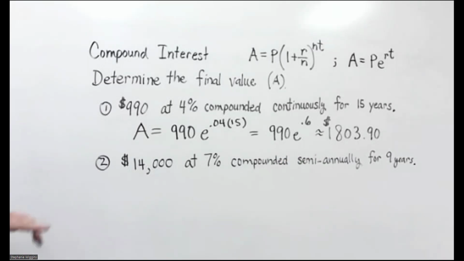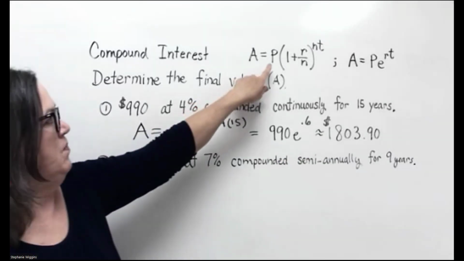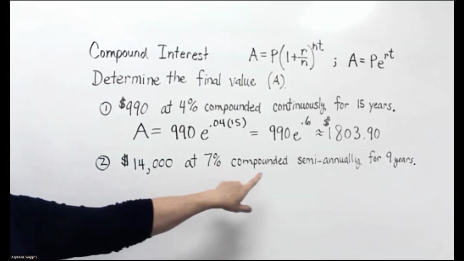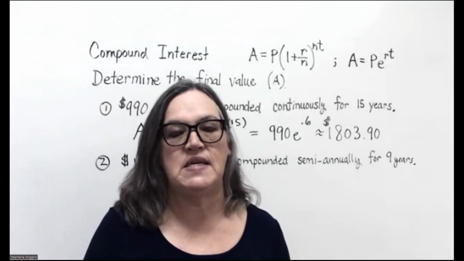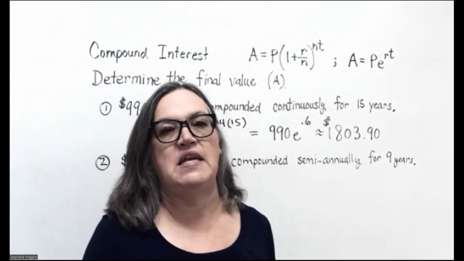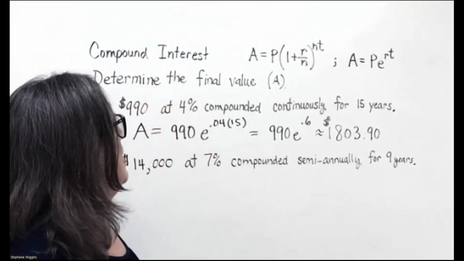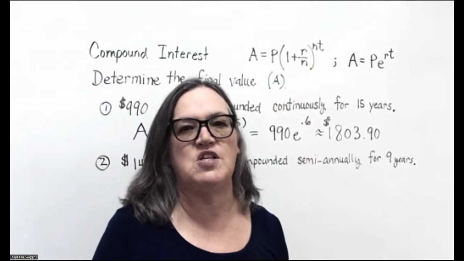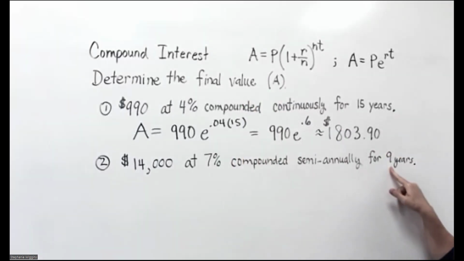Okay, so in the next problem, number 2, we're investing $14,000. That's our principal P. And because it's compounded semi-annually, that just means that it's compounded twice a year. So n is the number of compoundings in a year. And so n is going to equal 2 for this problem. And then t is the number of years that you're investing. In this case, t is 9 because we're investing for 9 years.